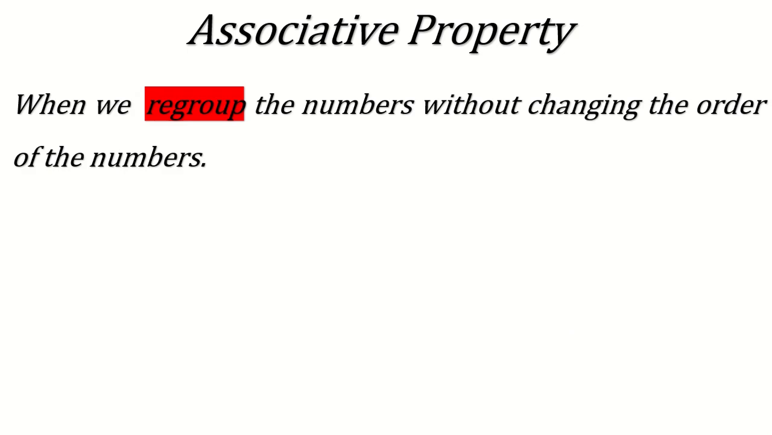Now the next property is associative. The word we can recall with this is associate. It means before, two numbers were there, now there will be three numbers. So what we do in associative is regroup the numbers. This is the highlighted word you can remember for the associative property.